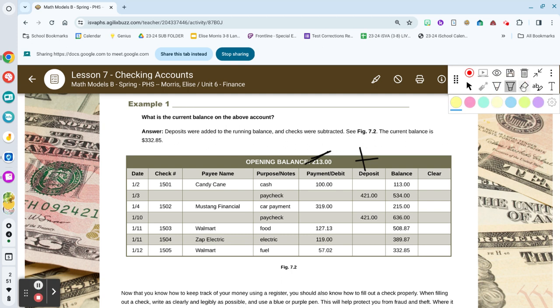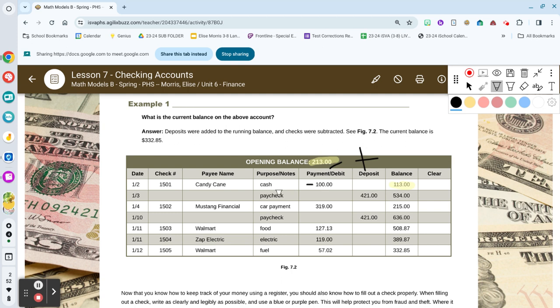If our opening balance is $213, let me make this little subtraction sign smaller. Okay, we're going to start with $213. And it looks like we wrote on January 2nd, this is the check number to Candy Cane. I guess it's a store. And we paid $100. So 213 minus 100 is 113. So you see how we subtracted the payment from 213 and we got 113. This is our current balance after paying Candy Cane.